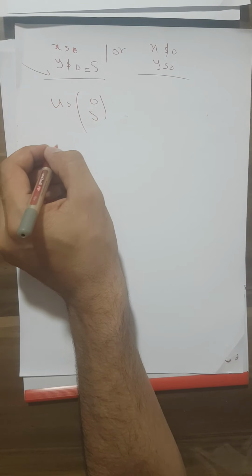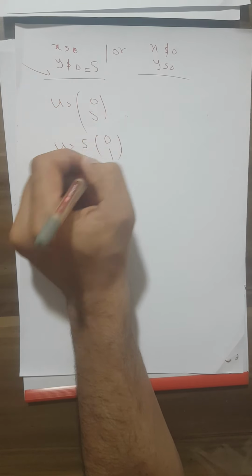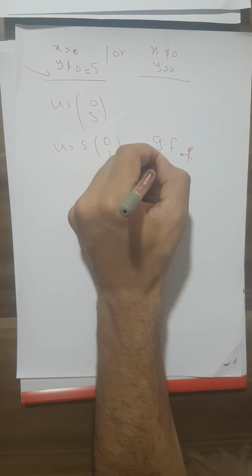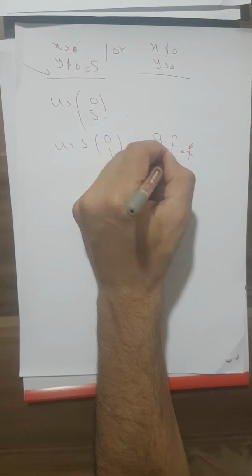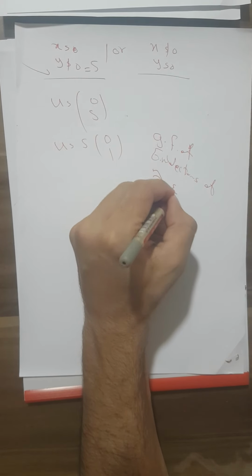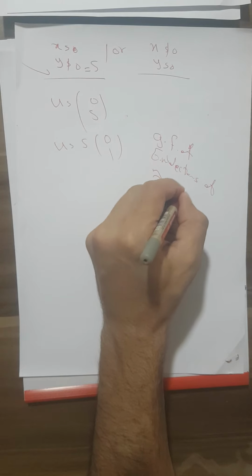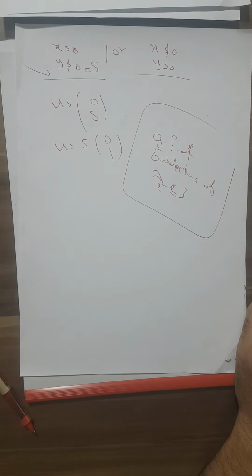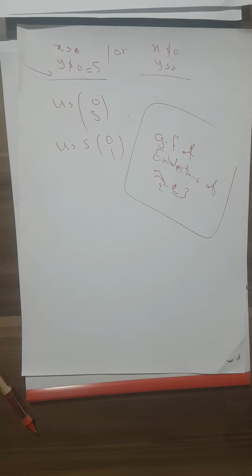So if you take out the s as a common, you can say it is equal to s times (0, 1). That's the general form of eigenvectors of lambda 2 is equal to 3. That's all about the quotient. So be careful how to deal with the eigenvalue and eigenvectors.